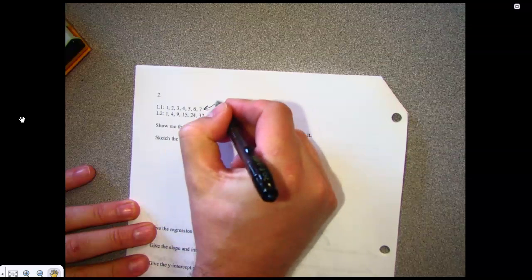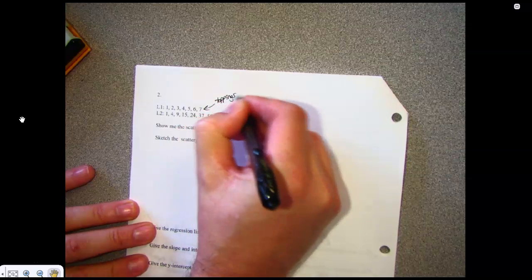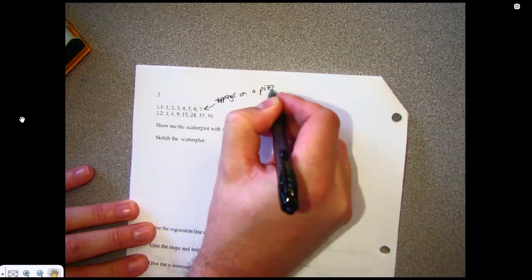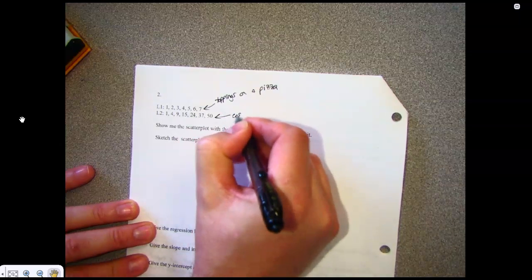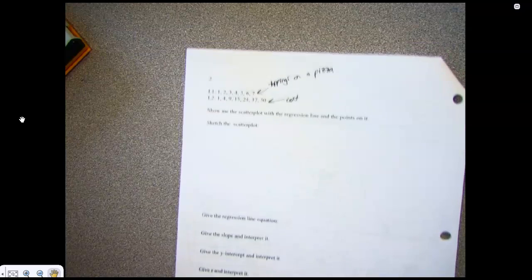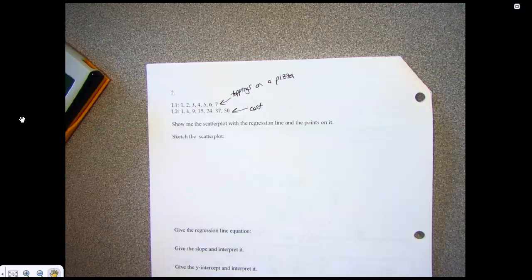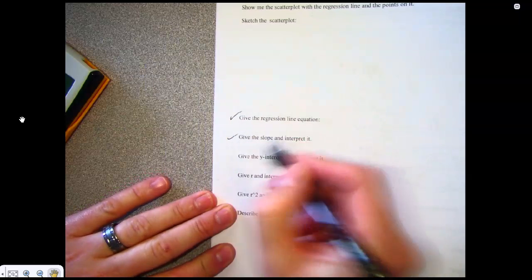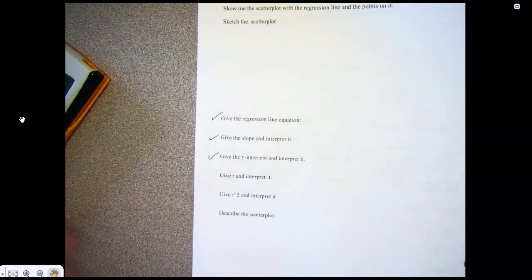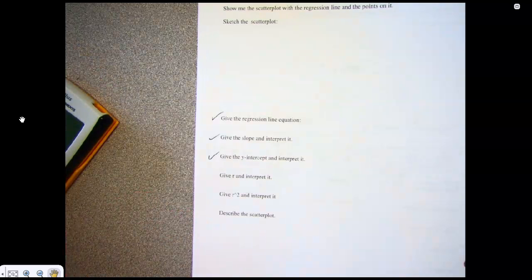I think we're just going to do slope and y-intercept today. That's good. So this one is going to be toppings on a pizza, and cost. It's really expensive toppings. And do the same deal. I want the regression line equation, the slope, and the y-intercept. Who's sighing? That didn't help me. That's okay.